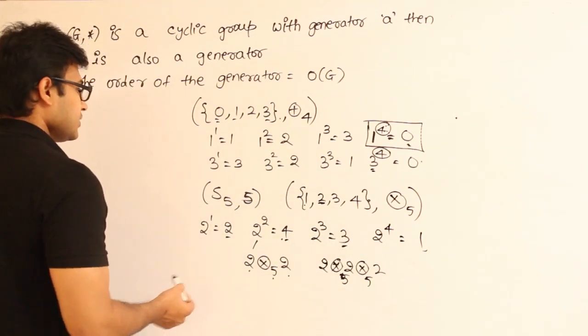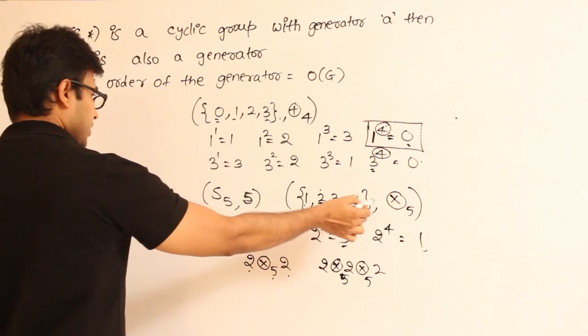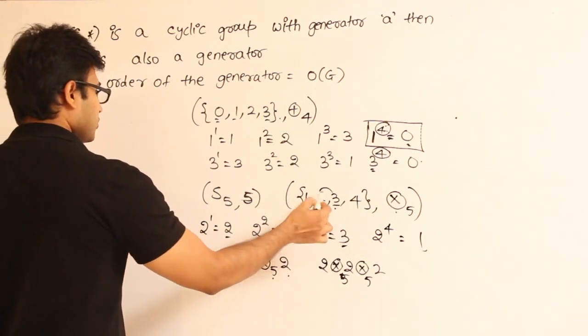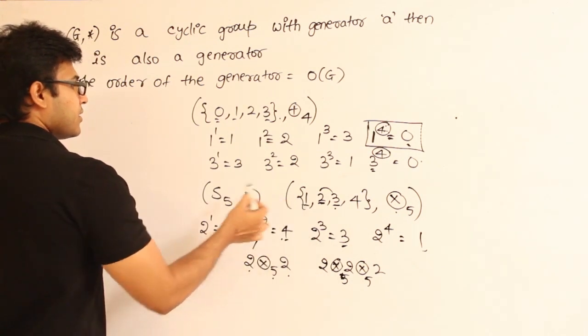Now what is the inverse of 2 in this group with respect to this operation? It is 3, because if you take 2 into 3, then you are going to get the identity element 1.